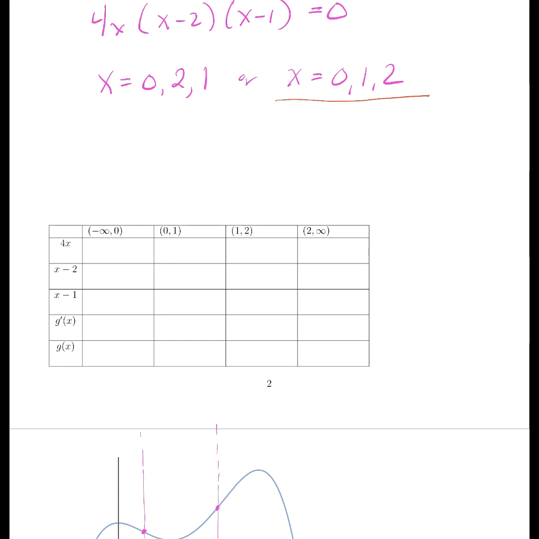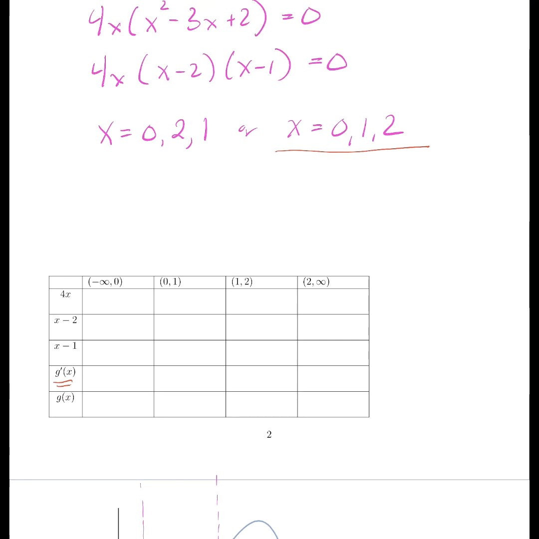And our ultimate job is trying to fill in this row in our table as whether the derivative is positive or negative, because then we can learn about the function g. Okay, so let's do that by filling in whether each piece of the derivative, so the derivative factored as 4x times x minus 2 times x minus 1, is positive or negative. So I'm going to ask about each piece of that.